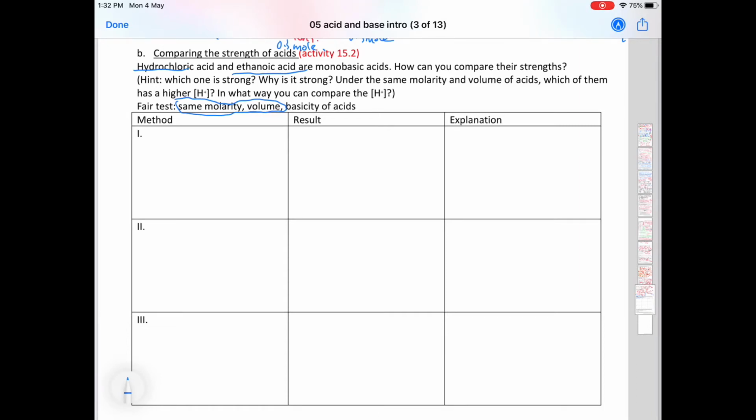Then what do you think? Which of hydrochloric acid or ethanoic acid will have more hydrogen ion? Hydrochloric acid, because it is strong, so it will have more hydrogen ion, and if we calculate the molarity, then it will also be higher. So can you think of some method? If the molarity of hydrogen ion is higher, how can we measure it?